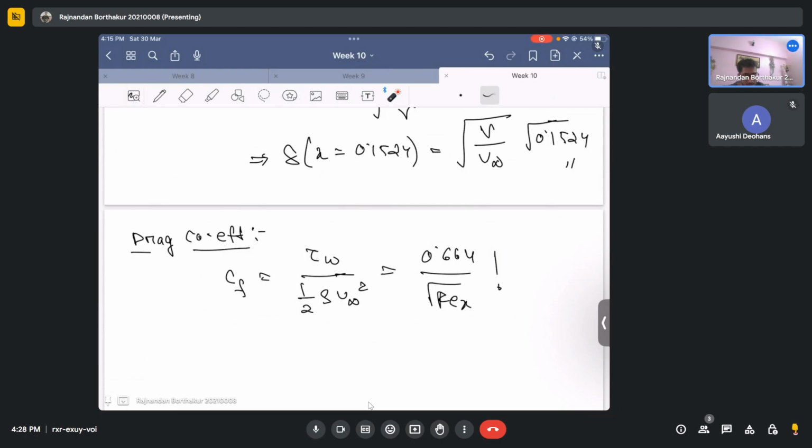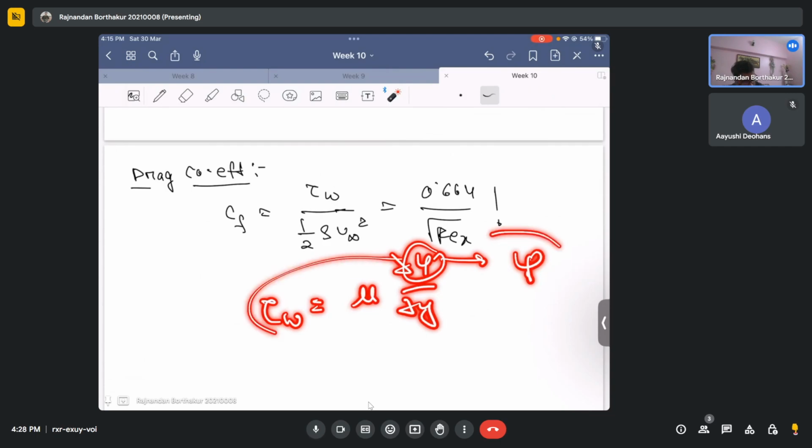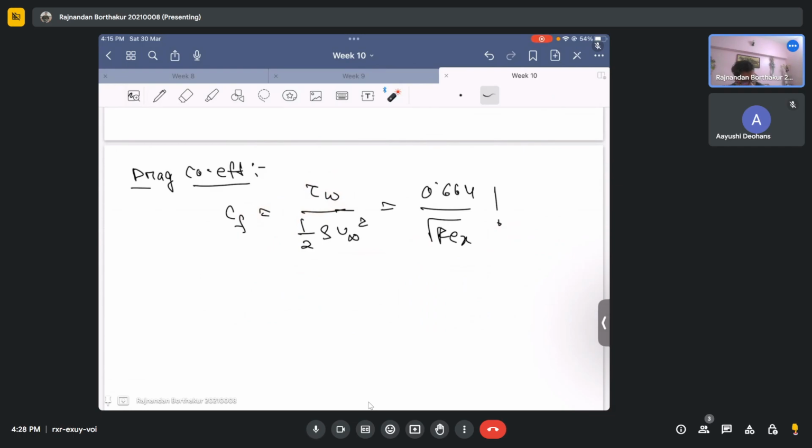It's very simple actually. Tau w, we can write as mu times del u by del y, and you know u because you know psi. Then you calculate tau w, substitute the value of tau w, and calculate this CF, which comes out to be 0.664 by square root of Rex, as you have also pointed out in the last question.